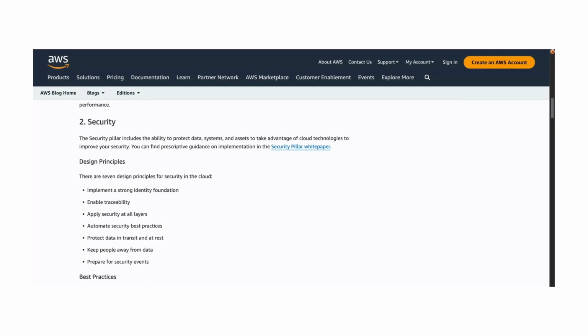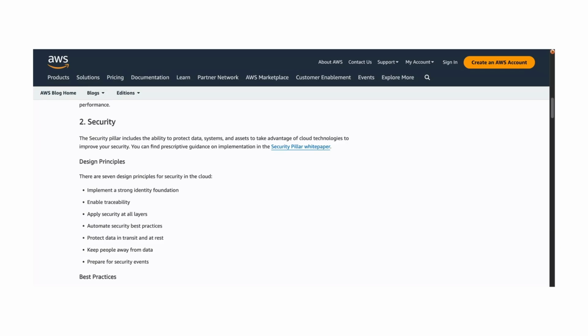The second pillar is security, and the security pillar ensures that our systems and data are protected through preventive measures and continuous monitoring. So again, let's take a look at the design principles. There are 7 of them this time. And the first one is implement a strong identity foundation.